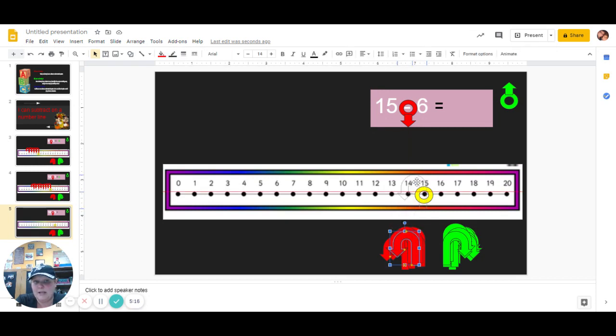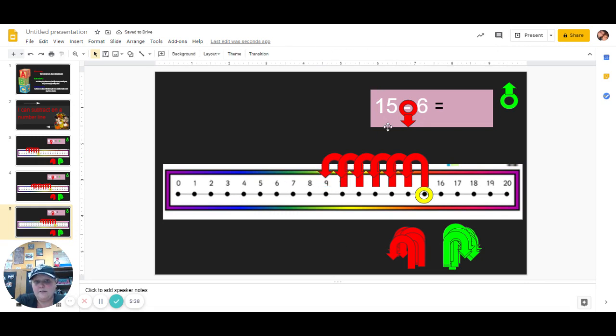Hey, let's move our hops. Ready? 1, 2, 3, 4, 5, and 6. So I had 15 where I started. I subtracted backwards 6, and it left me with the number 9. So then when I come in, my final step is to read my equation. I have 15 minus 6 is the same as 9.